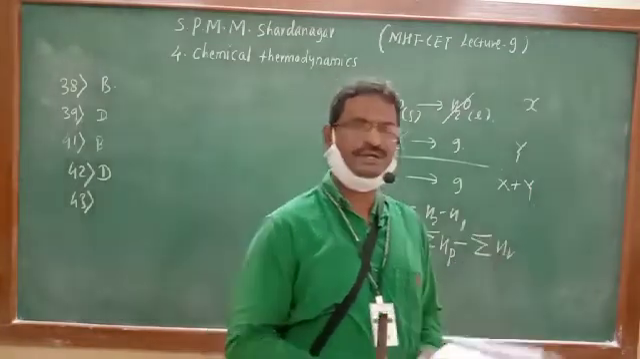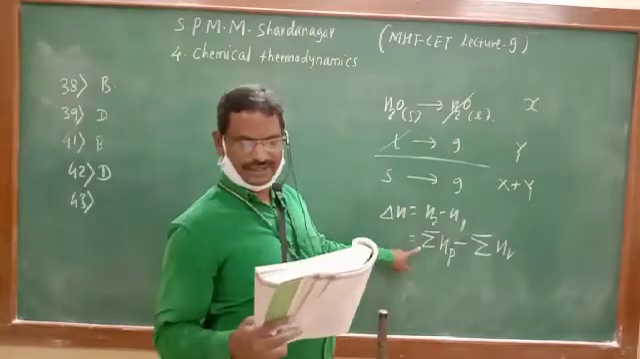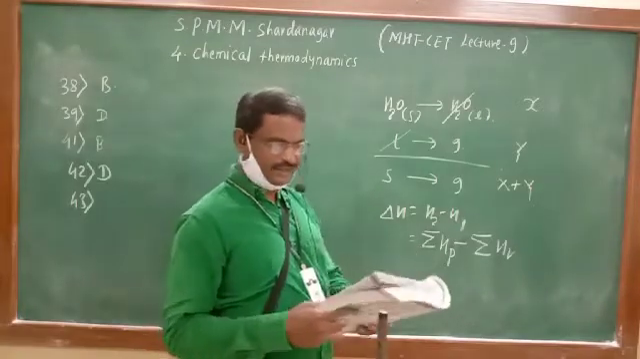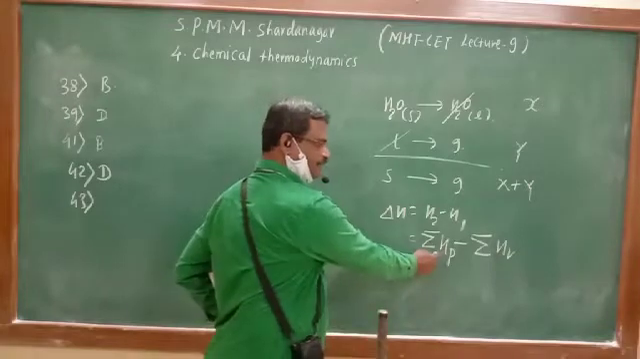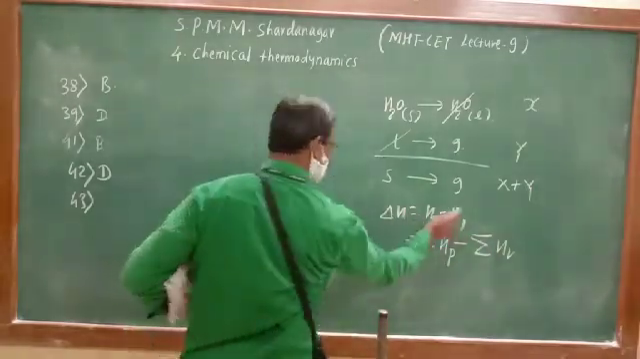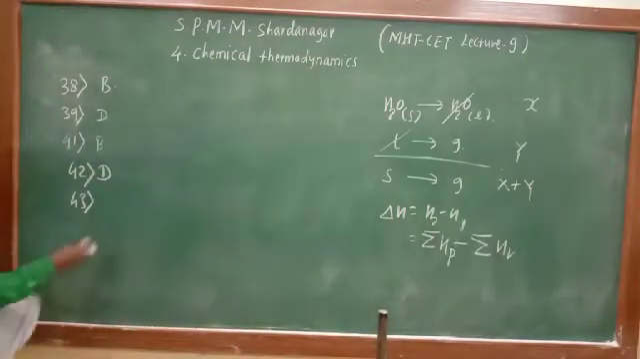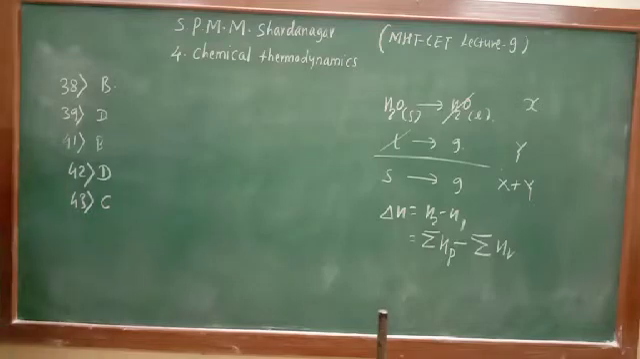Here they have given option C. This is the third option they have given. The heat of chemical reaction, delta H, is equal to summation of enthalpy of product minus enthalpy of reactant, that is final state minus initial state. So for question number 43, option C is correct.